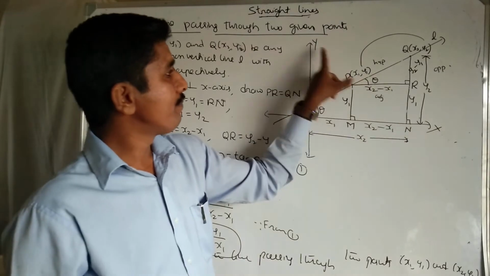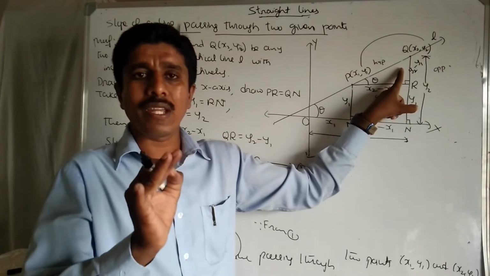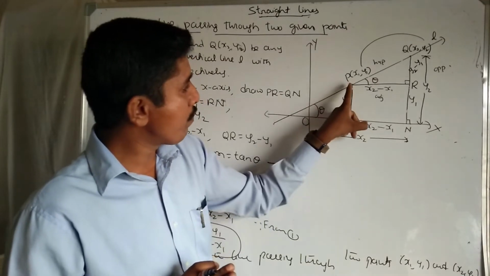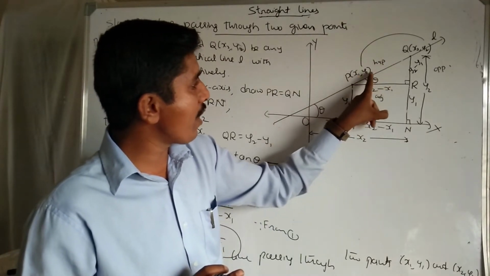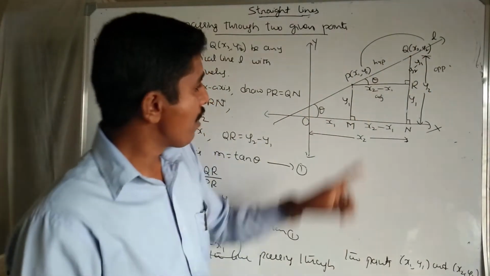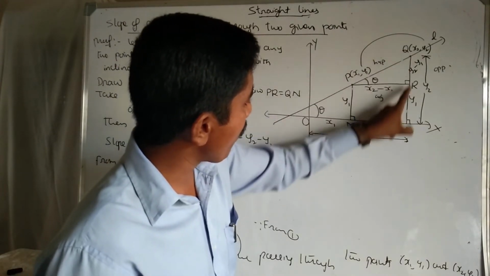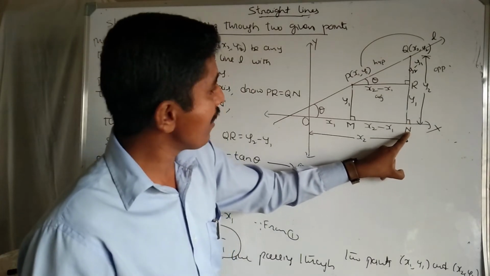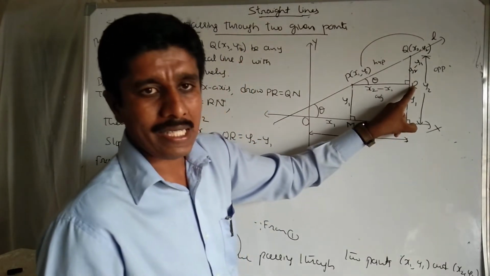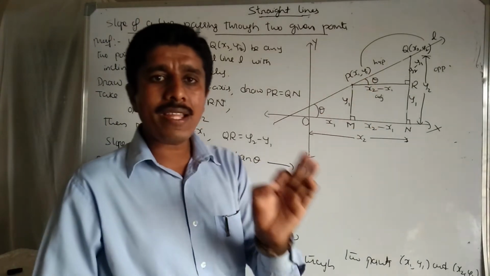Let us take the xy plane. Take a non-vertical line. Don't take a vertical line because the slope of a vertical line is not defined. Let us take the inclination as theta. Let us take two points on the line L, P of x1 comma y1 and Q of x2 comma y2. From the point P, draw a perpendicular line to the x-axis, marked as M. From the point Q, draw a perpendicular line to the x-axis, marked as N. From the point P, draw a perpendicular line to the QN line, marked as point R. This is theta, and this is also theta because both are corresponding angles.